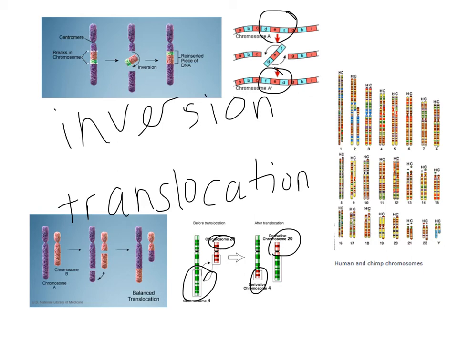And then this last one over here is an example of a fusion. This compares human and chimp chromosomes here. You can see that apes have 24 pairs of chromosomes, where we humans only have 23 pairs of chromosomes, and that's because you can see right here that human chromosome number 2 is a fusion of chromosomes 2 and 3 on a chimp.